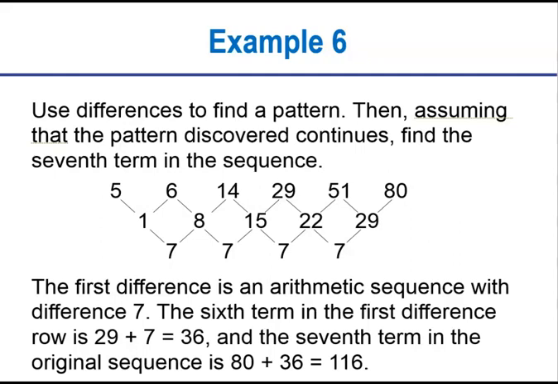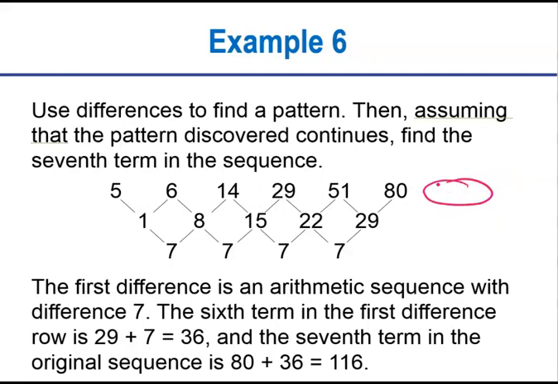But then they ask us to find the difference between the differences. Fun, huh? Right? So, okay. So 8 minus 1 is 7. 15 minus 8 is 7. Oh, 22 minus 15 is 7. And 29 minus 22 is 7. Now they ask us to use this pattern to find the 7th term. Notice we have 1, 2, 3, 4, 5, 6 terms. So they're asking us what goes next.